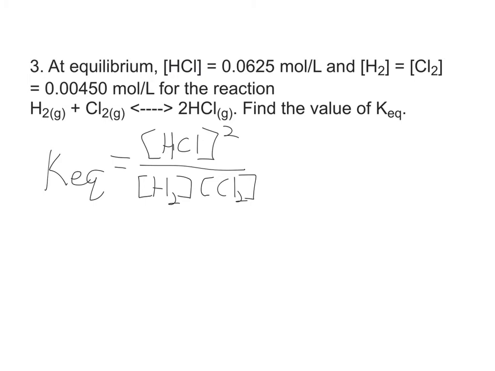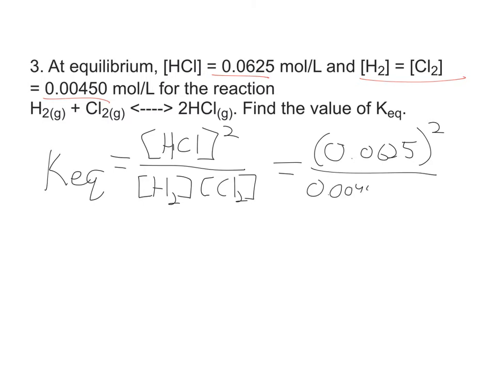Well, for this particular KEQ, I have numbers. Here they are. I know my HCl, and I know both my H2 and Cl2 are the same here. So I will plug those in. On top, my HCl is 0.0625 moles per liter, and I have to square that because it was HCl squared. On bottom, the H2 is 0.00450, but so is the Cl2, so that's 0.00450 on the bottom.